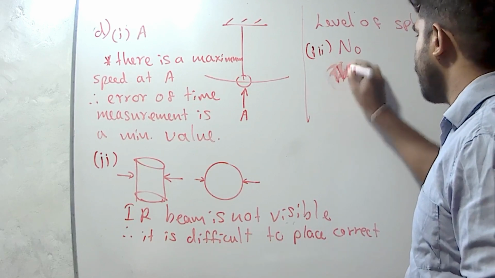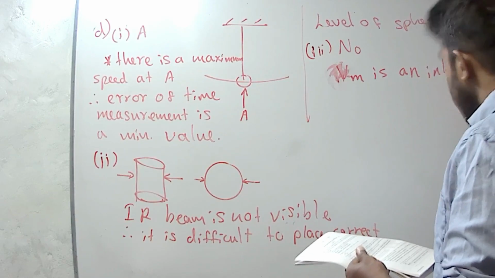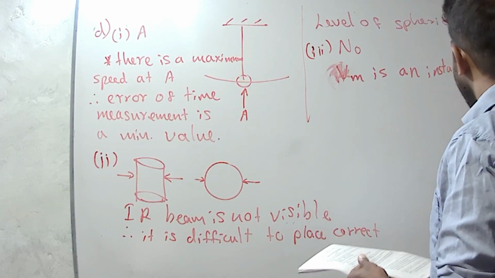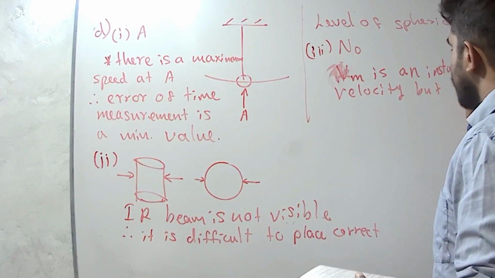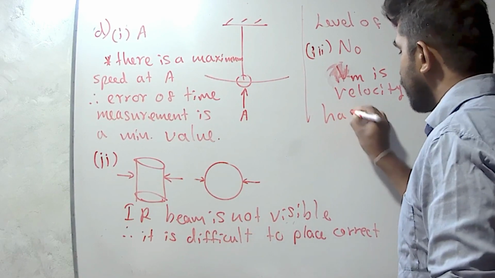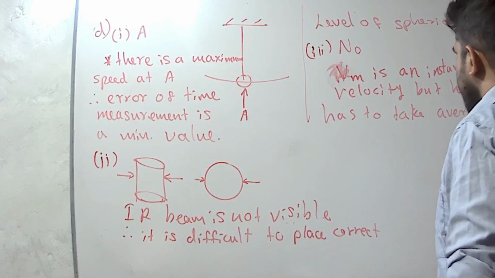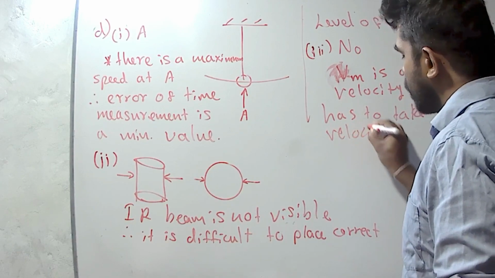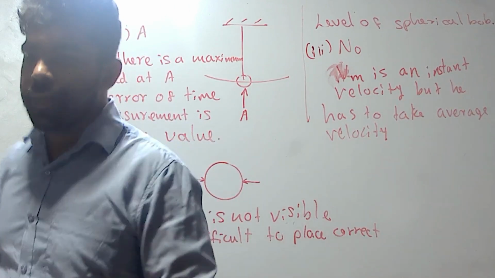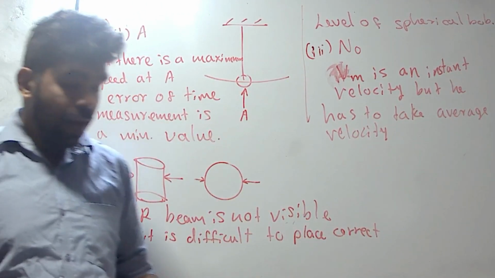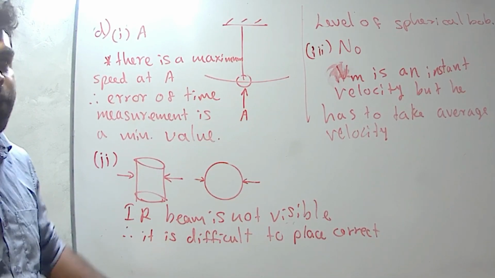Vm is an instant velocity, but he has to take the average velocity. Velocity of the pendulum bob is changing with the position, therefore he has to use an average velocity as the correct value of velocity.